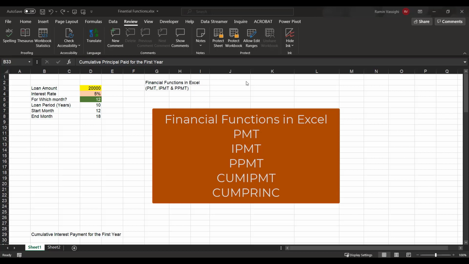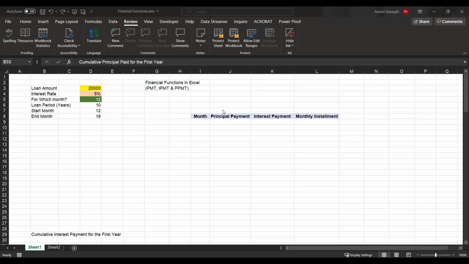Hello everyone, we're going over some financial functions in Excel. We're going over PMT, IPMT, PPMT, cumulative interest payment, and cumulative principal payments. So let's take a look with our example.